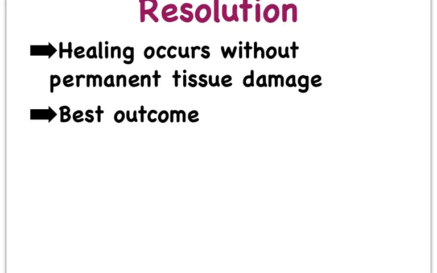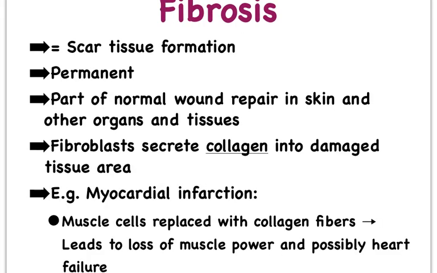So when everything heals without any kind of tissue damage, that's called resolution. On the other hand, when scar tissue is formed because fibroblasts are going to deposit collagen fibers into the tissue area that is damaged, then we refer to this type of outcome as fibrosis. Literally, we're creating a fibrous tissue with the help of these collagen fibers.